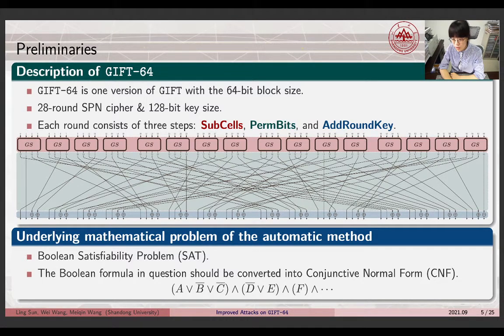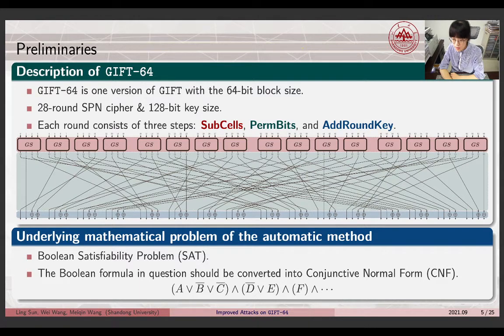The most important step in differential and linear attacks is finding distinguishers exhibiting non-random cryptanalytic properties. In this work, we explored an automatic method based on the Boolean satisfiability problem, or SAT, to accomplish the search of differential and linear distinguishers.